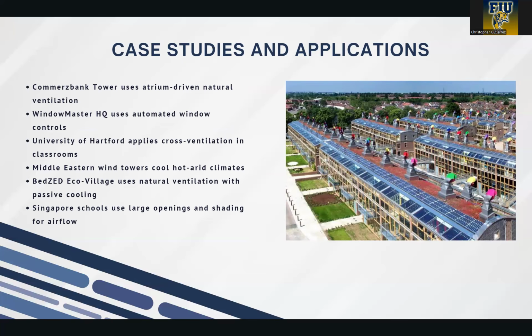And now let's move on to some case studies and applications. So several buildings show how natural ventilation works in real applications. As you can see in the picture to the right, that's the Commerzbank Tower, which uses an atrium and sky gardens to move air vertically. And we also have the WindowMaster headquarters, not shown here, but it uses automated windows with CO2 and temperature sensors. Also, classrooms at the University of Hartford use cross ventilation to reduce cooling loads.